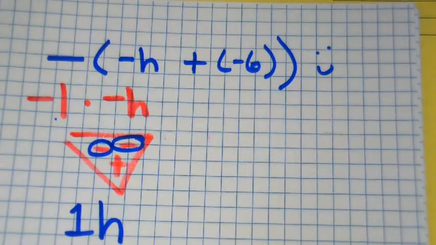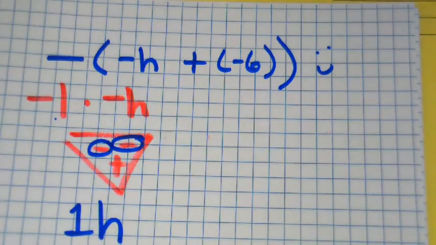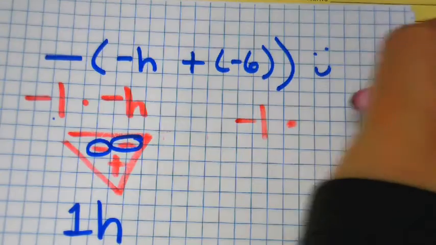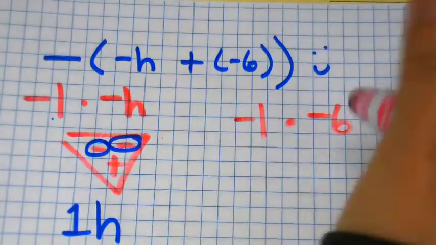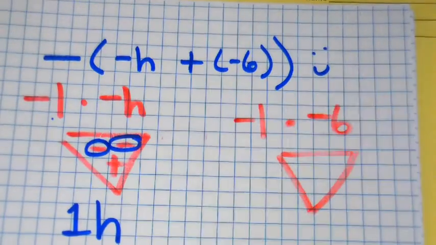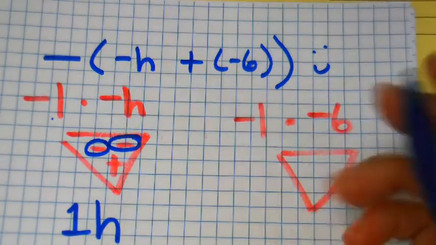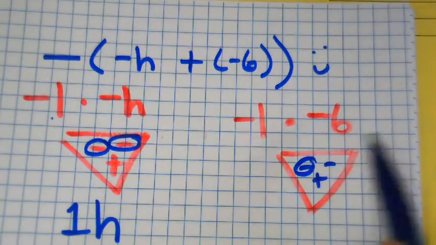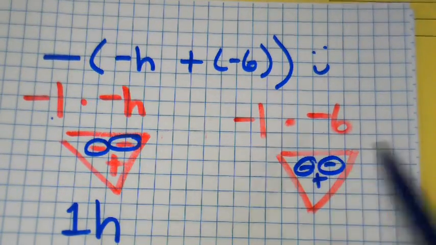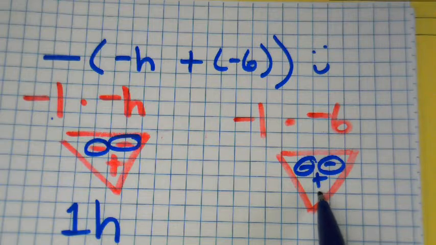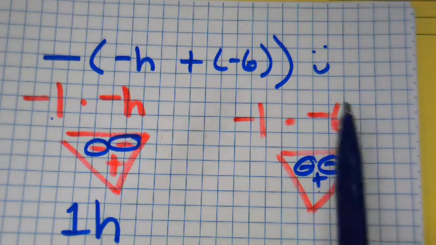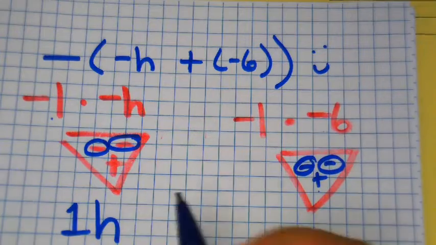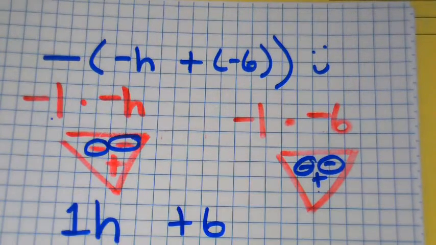All right, so let's do this one. What's on this side? -1 times what? -6. All right, Dorito Man for this part. Negative, negative, positive. What kind of number is this? Negative. What kind of number is this? Negative. So my answer is going to be positive. What's 1 times 6? 6. And that's it.